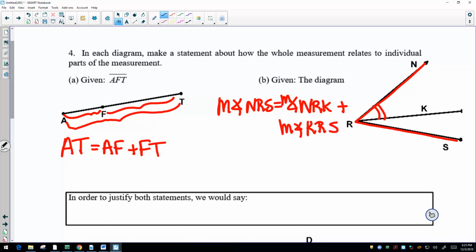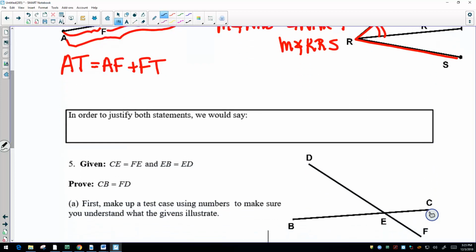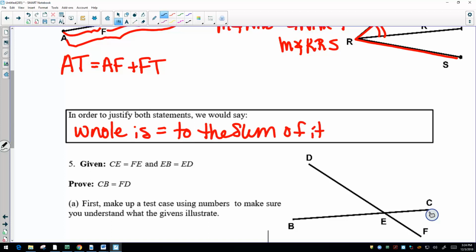Okay, so it says in order to justify both, what would we say? Well, we can always say, and we use this quite a bit in proofs, the whole is equal to the sum of its parts. We will use this quite a bit when we're doing proofs. We're going to use this down below.